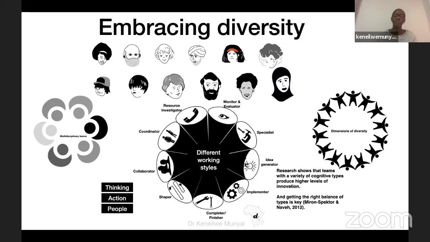So for example, sometimes you get people that are really good at monitoring and evaluation. You want to make sure that in your team, you have somebody who's really good at doing monitoring and evaluation. Collaborators, coordinators, all these different ways of working are valuable and are critical to innovation. And research shows that teams with a variety of cognitive types produce higher levels of innovation.